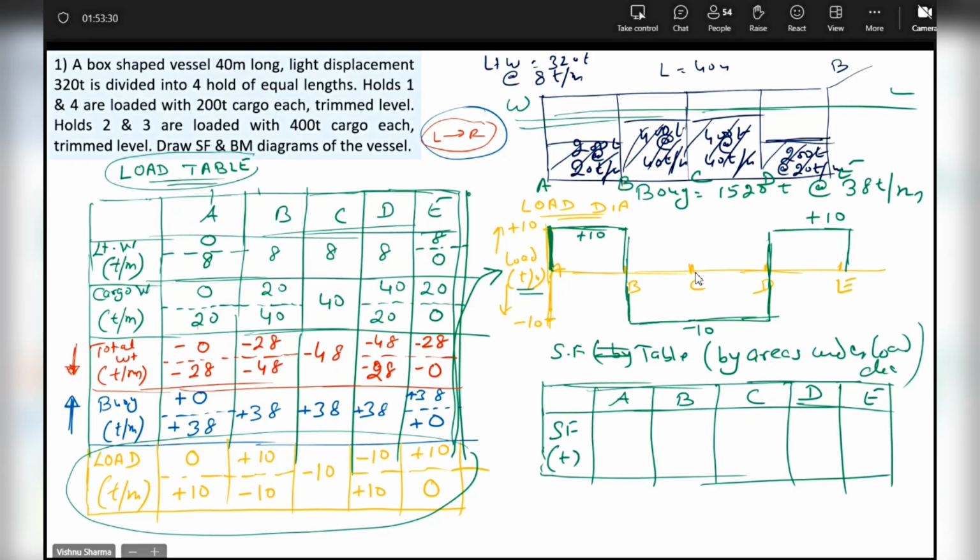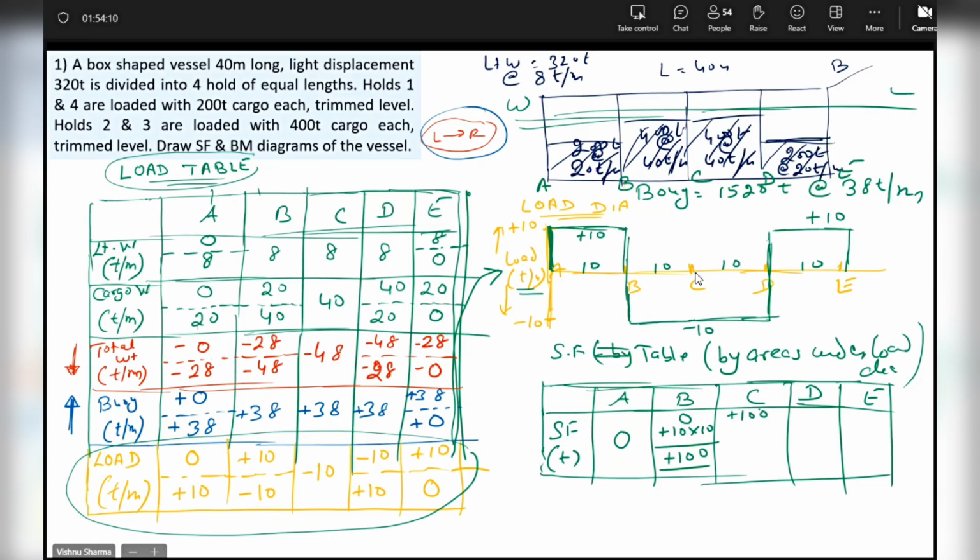The way you use the SF for BM, use the load diagram. Tell me guys, what is the SF from the load diagram? Is there any area under the load diagram left of A? Yes or no? 0. I carry forward 0. What is the change in the area from A to B, with sign? Plus 10 into 10, right? Plus, beta. So the SF will be plus 100. I carry forward plus 100.